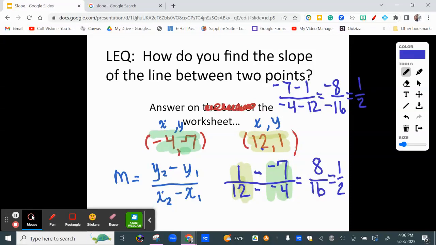So that is how you use the slope formula, and you subtract. So that's it.